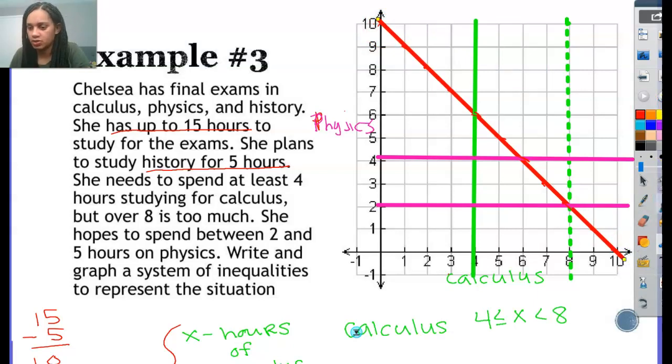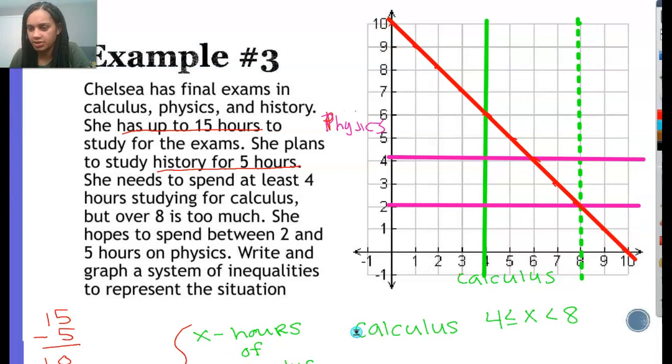All right, so let's talk about our shading. I'm going to shade in yellow this time. We're shading between the two green lines, between the two pink lines, and then most definitely it's less than the red line. So this little area here will represent the hours that Chelsea is willing to study on physics and calculus.